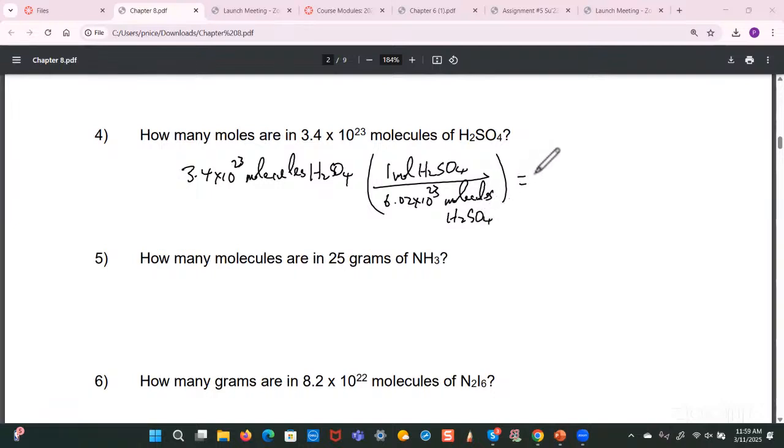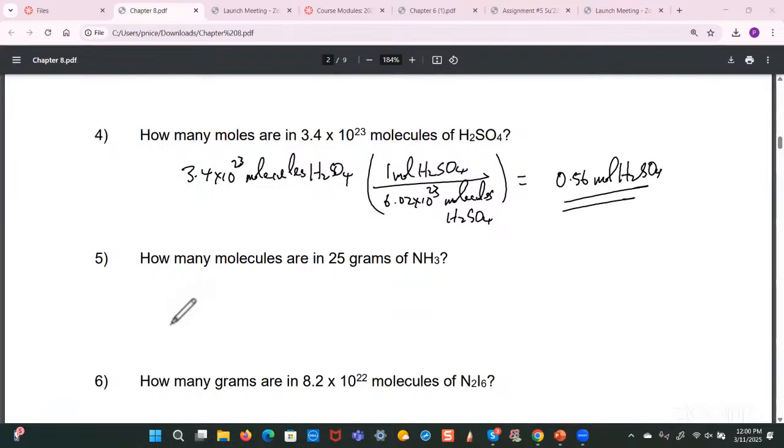So that's 3.4 times 10 to the 23 divided by 6.02 times 10 to the 23. And according to my calculations, rounded to 2 sig figs, the answer is going to be 0.56 moles of H2SO4. All right? And that's how you do that.